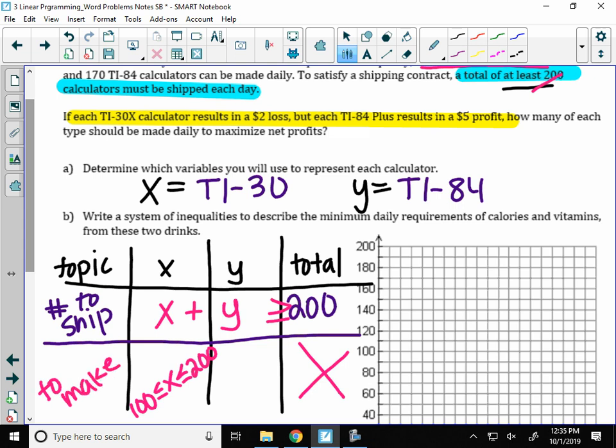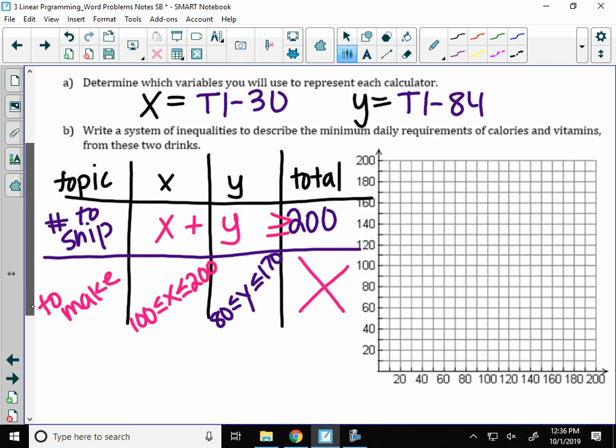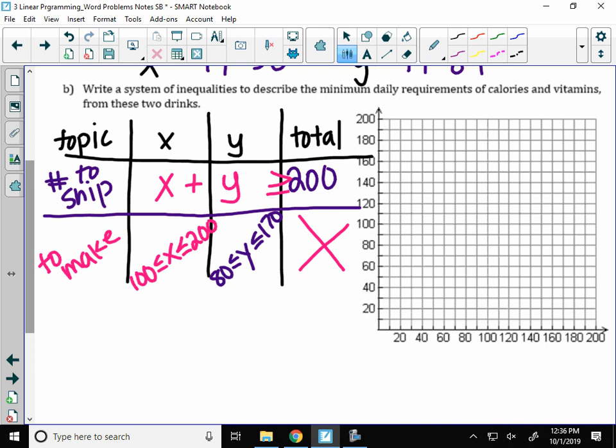So can you do a similar compound inequality for TI-84s? What's the minimum? 80. So 80 is less than or equal to Y. And what's the maximum you can make? 170. All right, does that make sense? I know I squeezed it in there a little bit. Okie doke. I'm sorry, what did you say? It's the X. X was the TI-30s. The inequality. Oh, 100 is less than or equal to X is less than or equal to 200. Okay, now, let's do the compound inequalities first. Let's talk about the X's. What kind of lines are going to be graphed at the 100 and the 200?